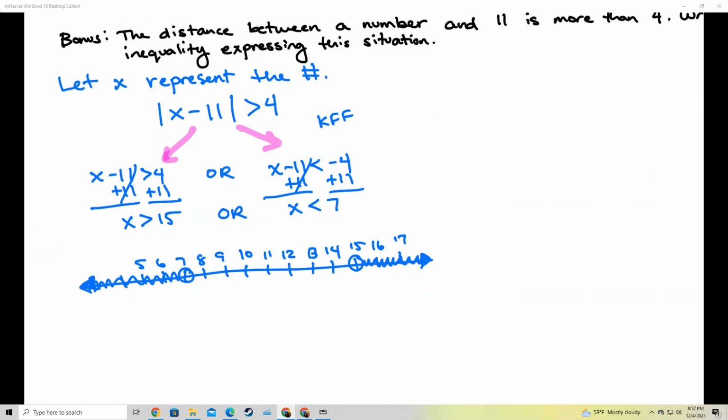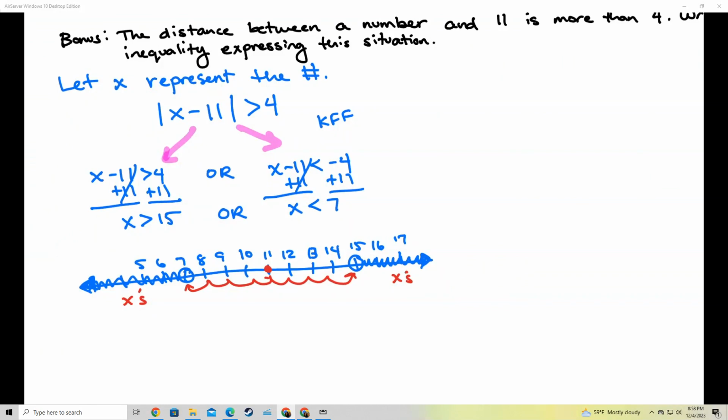And again, if I take a look, remember, I want my numbers to be 4 units away or more from 11. 1, 2, 3, 4. That's all of these numbers. 1, 2, 3, 4. That's all of these numbers. So that makes sense that these would be the numbers that work out.